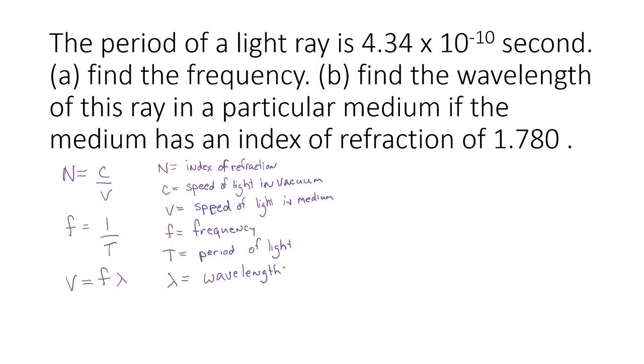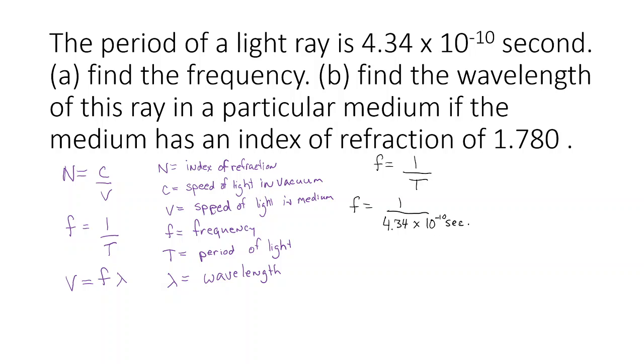All right? So we can use these things in order to help us solve this particular problem. So the first thing it says is find the frequency. Frequency, again, is found by F equals 1 over period. And we know that the period is 4.34 times 10 raised to the negative 10th seconds. Okay, so we'll do that on the calculator. 10 raised to the negative 10th times 4.34. And then we're going to do the reciprocal of that.